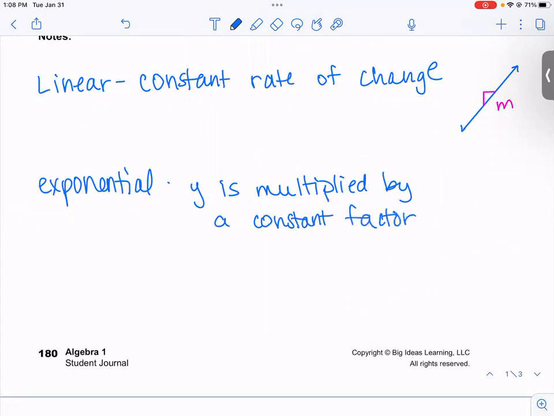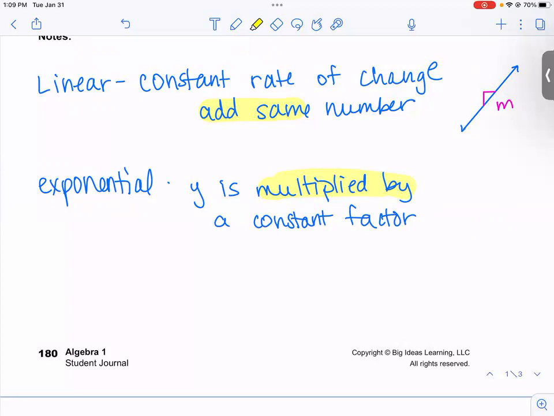Okay, so in our linear equations, we added the same number from one coordinate to the next. In an exponential, we are going to multiply the same number from one to the next. So we are multiplying by the same number over and over and over.